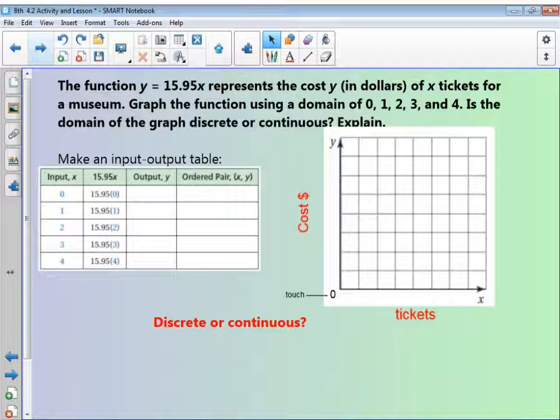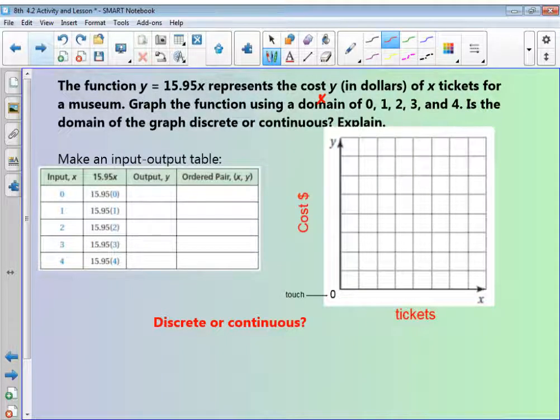So here it says the function y equals 15.95x represents the cost in dollars of x tickets for a museum. Graph the function using a domain of 0, 1, 2, 3, and 4. So first of all, domains are your X's. So you'll notice that I've already set up my table with my 15.95 in each of the boxes, and then my X's I'm using 0, 1, 2, 3, and 4 for my domains, also known as my inputs.